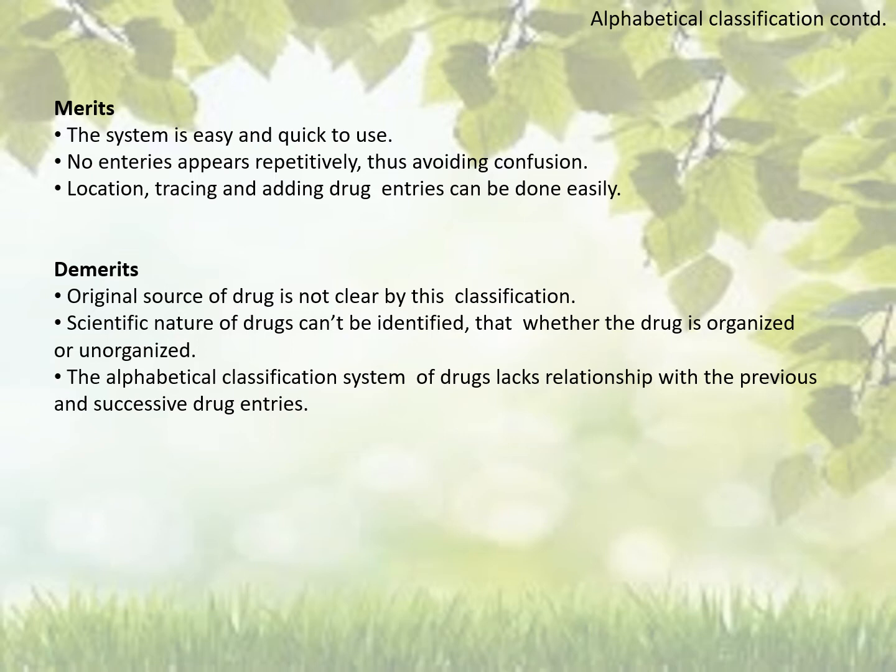Then the demerits of alphabetical classification are: the original source of the drug is not clear by this classification. The scientific nature of the drug cannot be identified, that is, whether the drug is organized or unorganized. The alphabetical classification system lacks relationship with the previous and successive drug entries. Original source is not clear means this system does not help in distinguishing the drug from plant, animal and mineral source. Then next, there is no indication of interrelationship among drugs.